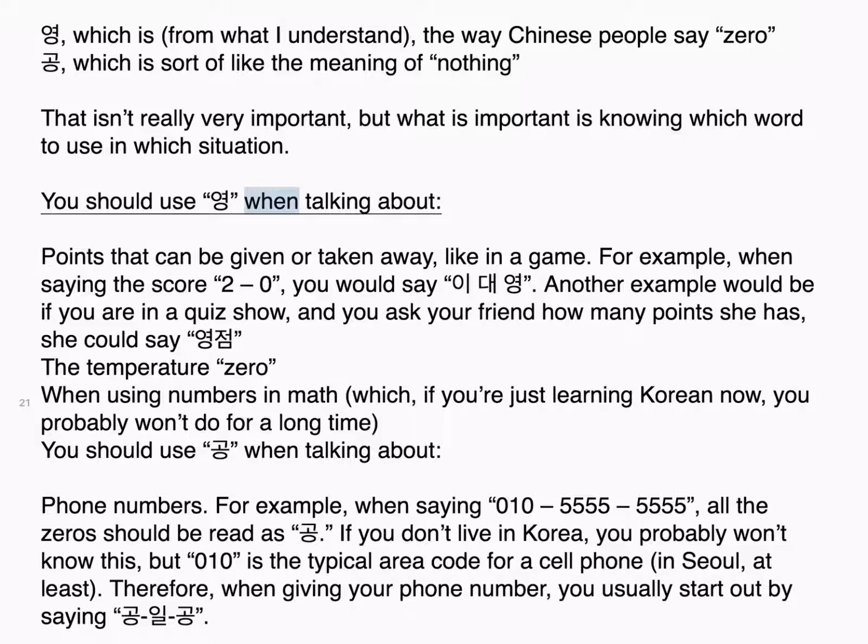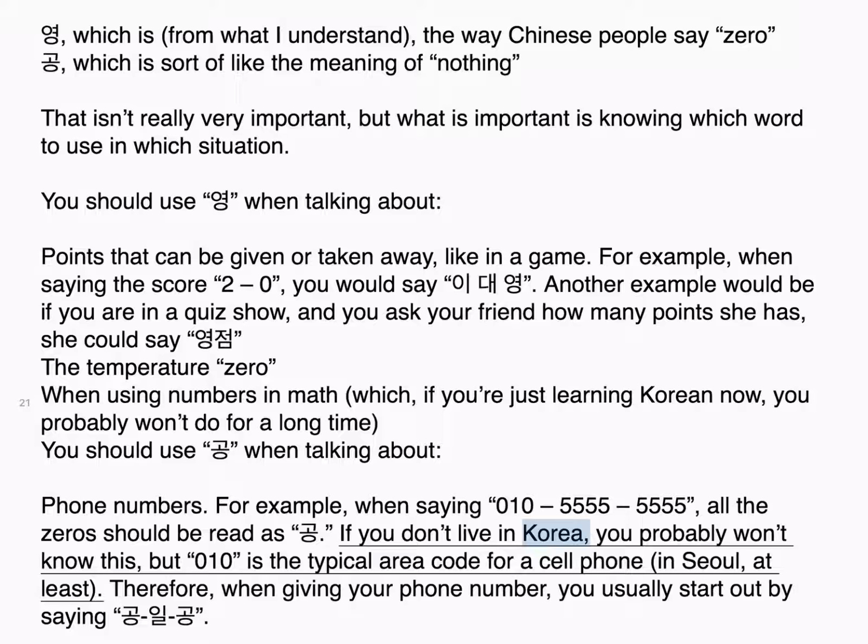That isn't really very important, but what is important is knowing which word to use in which situation. 영, when talking about points that can be given or taken away, like in a game, for example, when saying the score 2-0, you would say 2대 0. Another example would be if you are in a quiz show, and you ask your friend how many points she has, she could say 0점. The temperature 0, and when using numbers in math, which, if you're just learning Korean now, you probably won't do for a long time, you should use 영. 공, when talking about phone numbers, for example, when saying 010 5555 5555, all the zeros should be read as 공.